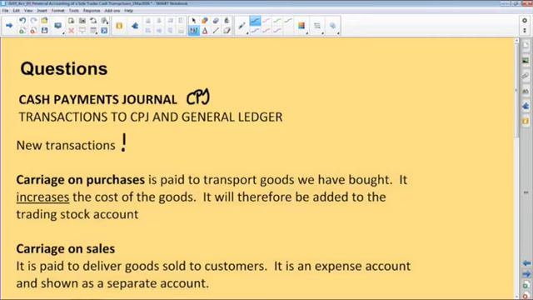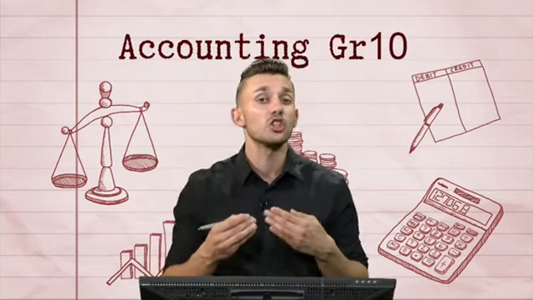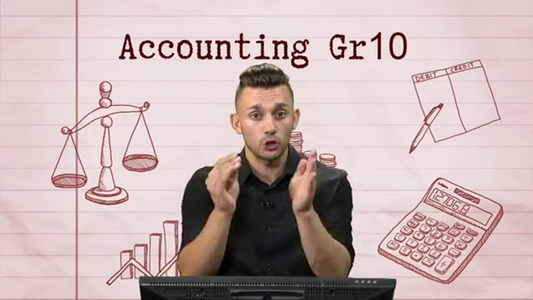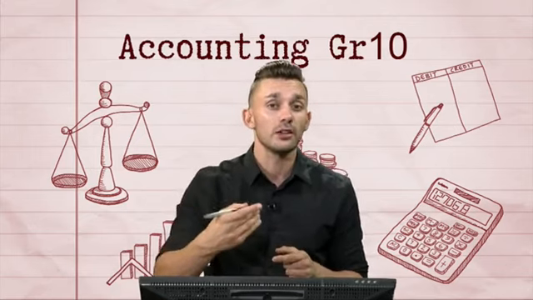Another one, we have carriage on sales now. Carriage on sales is paid to deliver goods sold to customers. And this will be an expense account and it will be shown separately. So be careful. If you have carriage on sales, it's an expense. It's maybe a service your business renders to maybe attract more clients and customers. So be very careful and be sure it's carriage on purchases. That's when the business buys. That's an expense of trading stock. The carriage on sales will be an extra expense.